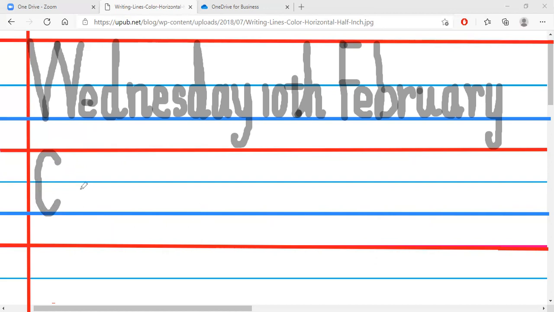Go ahead and let's write a common C next to it so we can compare them. Here's the common C between the two blue lines. Do you see the difference? The capital C starts at the red line, the common C starts at the first blue line.